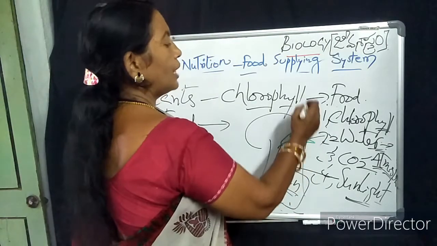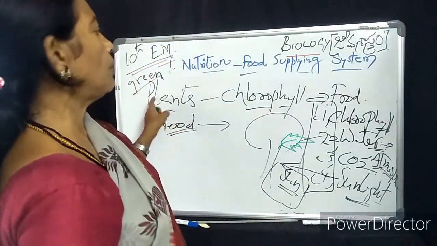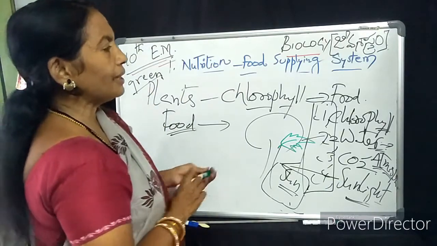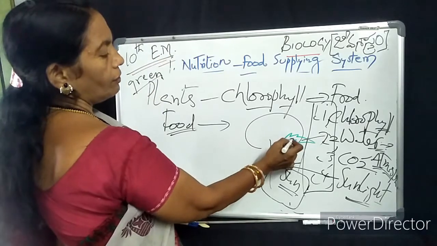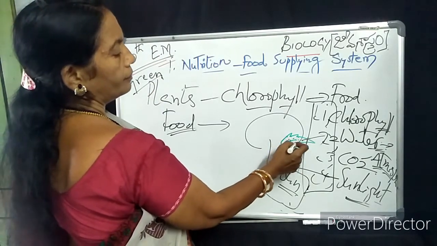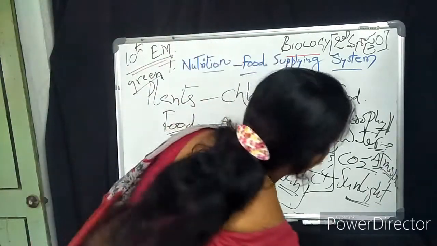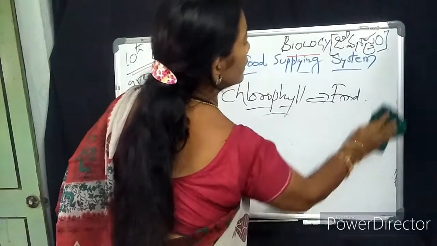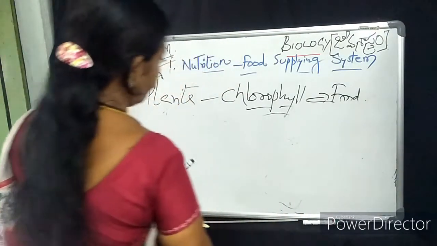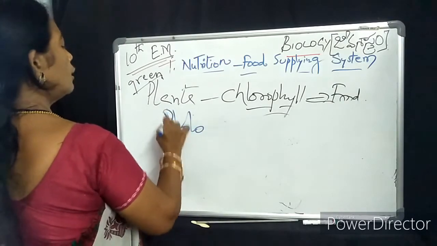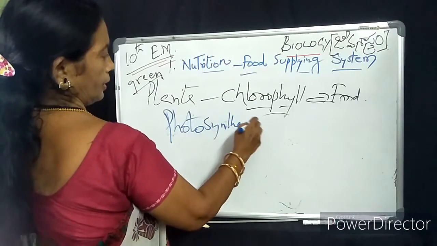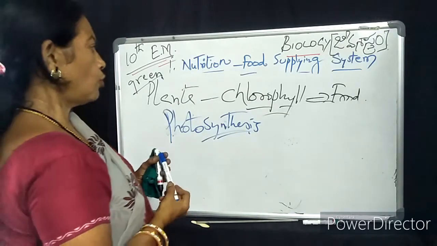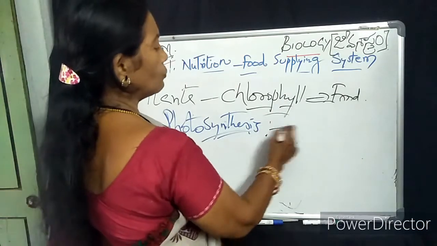With the help of these four items, the green plants will prepare their food material in their leaves itself. These leaves have chlorophyll, the green color. So what is it called? The preparation of food in green plants is called photosynthesis. It is a new term for you. In 10th class, this is the most important word you have to learn. So photosynthesis means what?